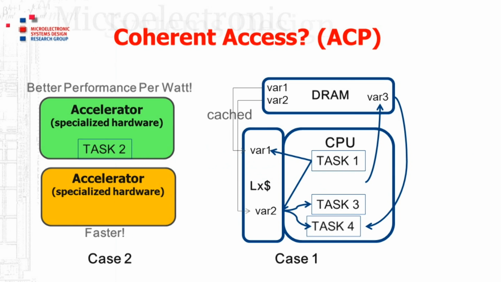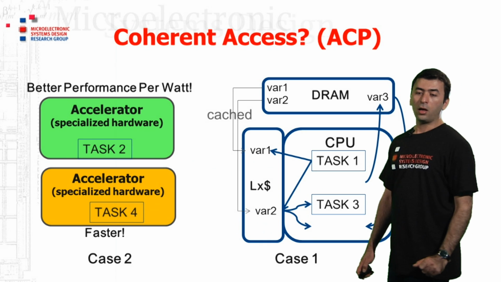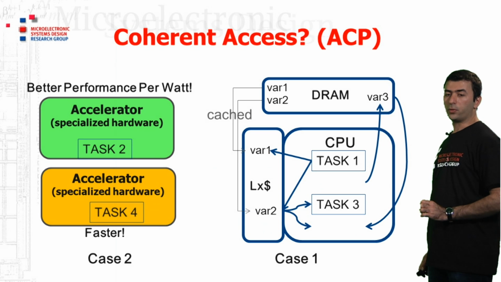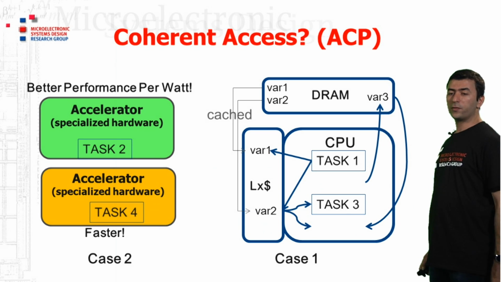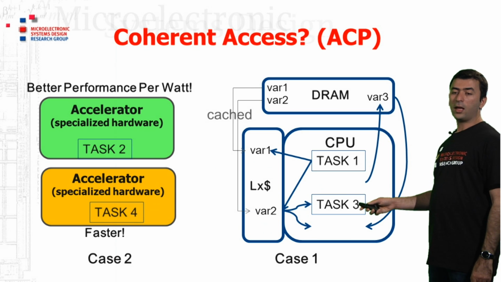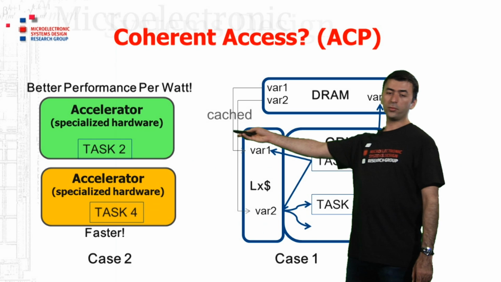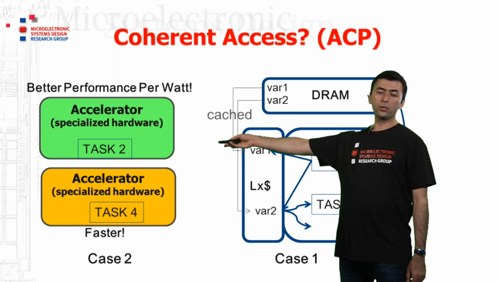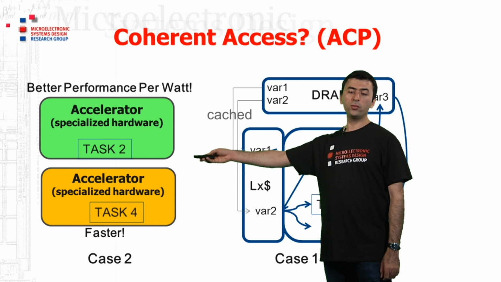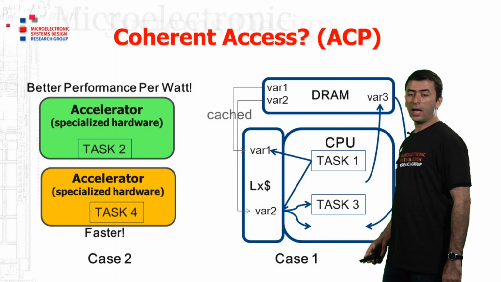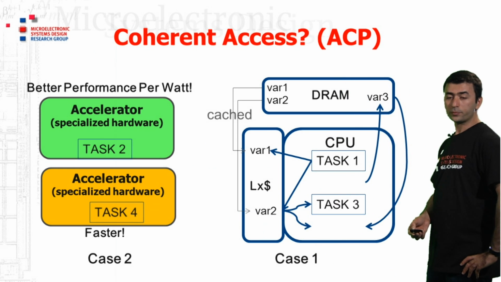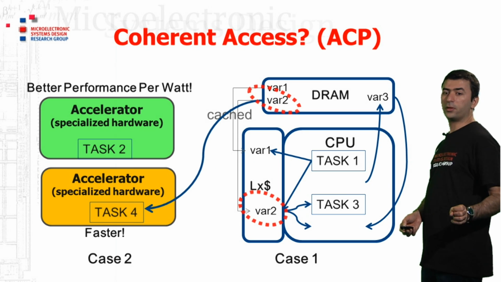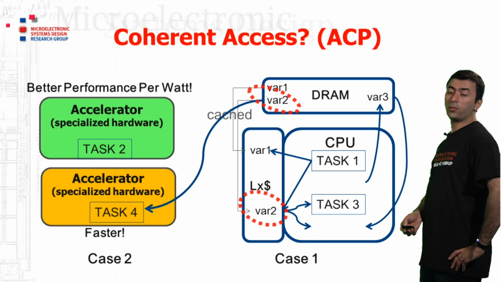So, through this example, I'm trying to show you what is happening really on the ACP port. Suppose that we have our simple CPU subsystem, and then we have the hardware accelerators. And then there are a set of tasks which are offloaded to the hardware accelerators. For example, task 2 and task 4. And then the point is, these tasks need to have access to some variables inside the shared memory to perform their operation.